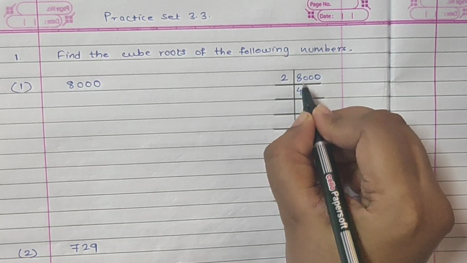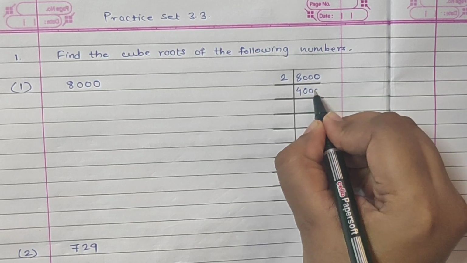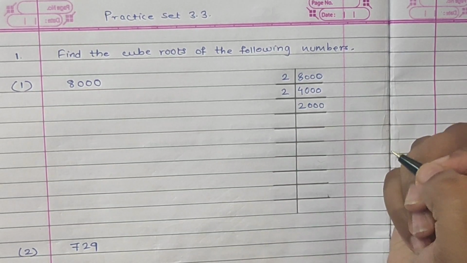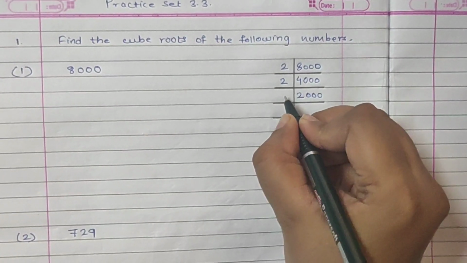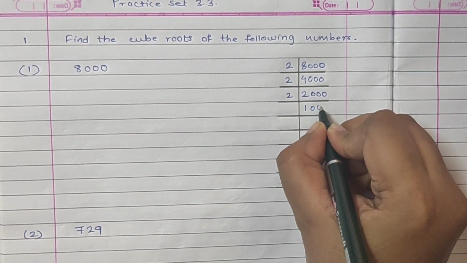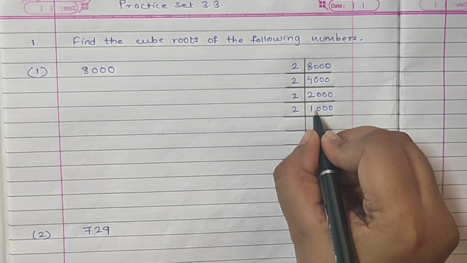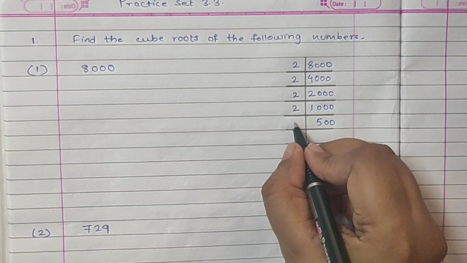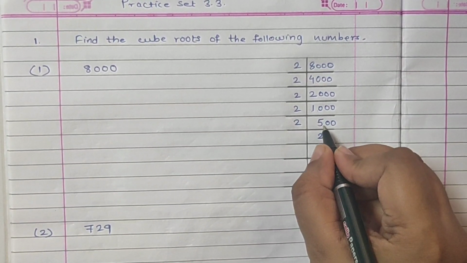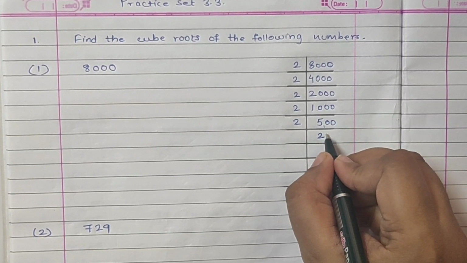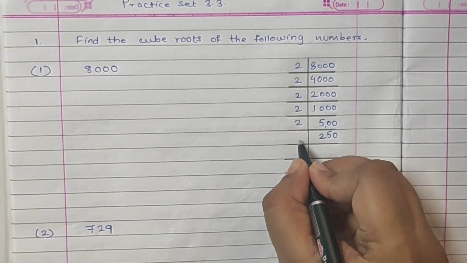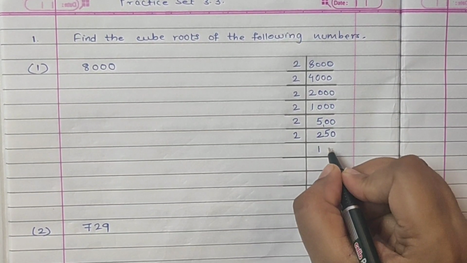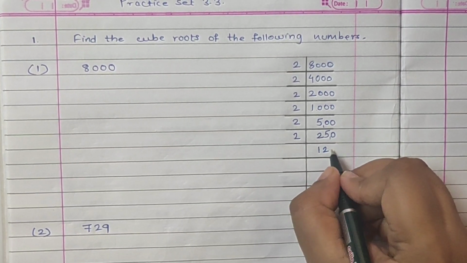2 4s are 8 and 0 as it is. 2 2s are 4, 0 as it is. 2 1s are 2 and zeros. 2. Now we will take 10 here. 2 5s are 10. 2 2s are 4, 1 is remaining. It will become 10. 2 5s are 10 and 0 as it is. 2 1s are 2. 2 2s are 4. It will become 10. 2 5s are 10.